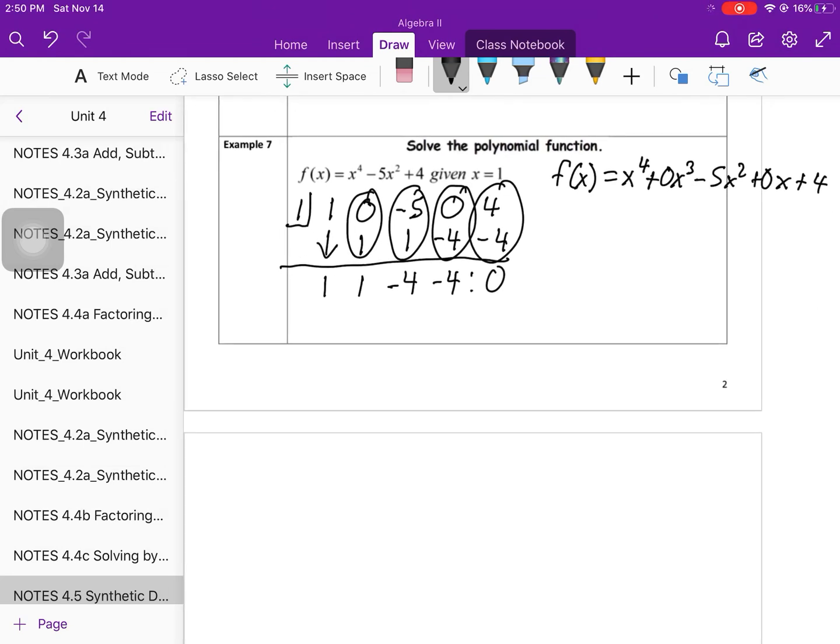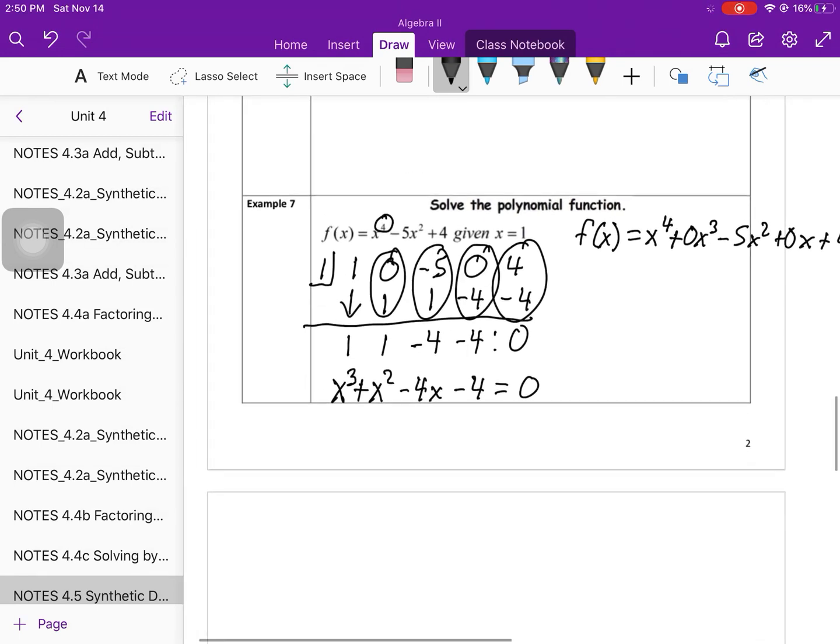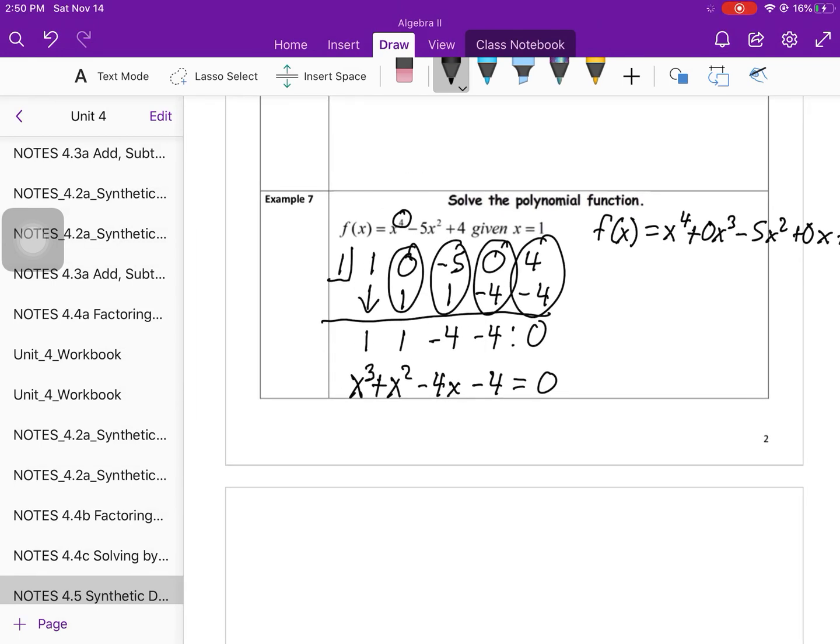So now what we end up getting is, notice we started with an x to the 4th, so this time the first term ends up being x to the 3rd. Then we get plus x squared minus 4x minus 4, all equals 0. Now this is a cubic, so we can't jump to the quadratic equation, and we can't jump to the box method. We need to break down this cubic. But if you recognize this, this is what we did when we were talking about factoring by grouping.